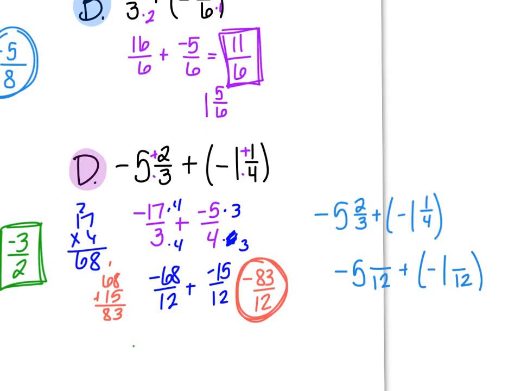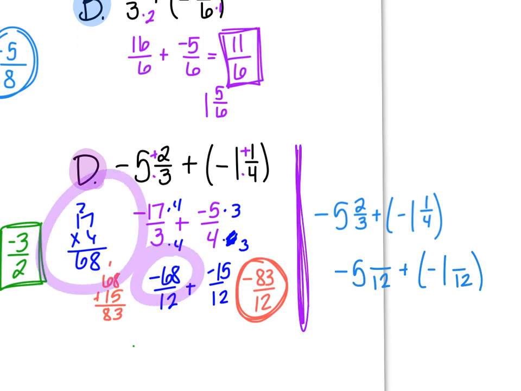So another way you can do this problem is you can keep them as mixed numbers. If you choose, this is optional, but some people find this easier. If you keep it as mixed numbers, you don't have to change them into improper fractions, which, if you change them, sometimes you get big numbers like -68. So in that case, if you want to leave them as mixed numbers, you still need a common denominator.